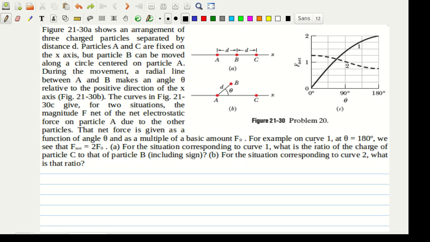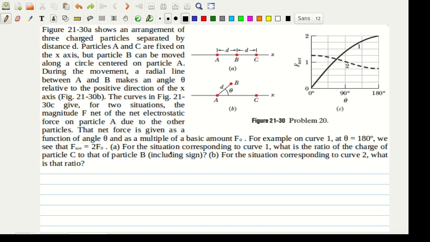For example, on curve 1 at theta equal to 180 degrees, we can see that F net is equal to 2 times F naught. So this scale here is marked in terms of F naught. You can say that this is 1 F naught, this is 2 F naught, so this is 1.25 F naught, 1.5 F naught, 1.75 F naught, and so on.